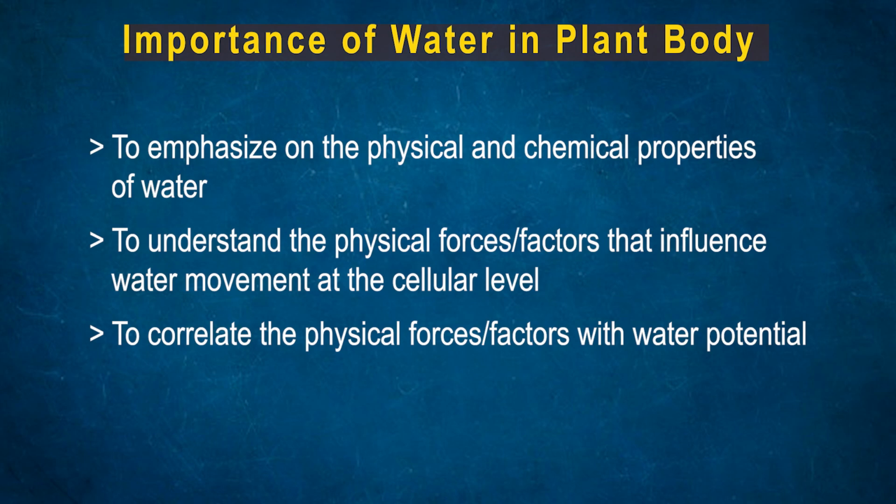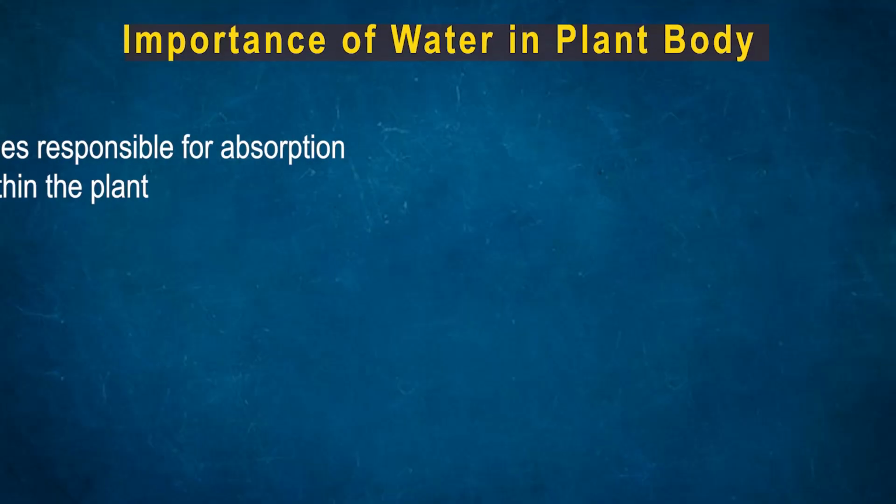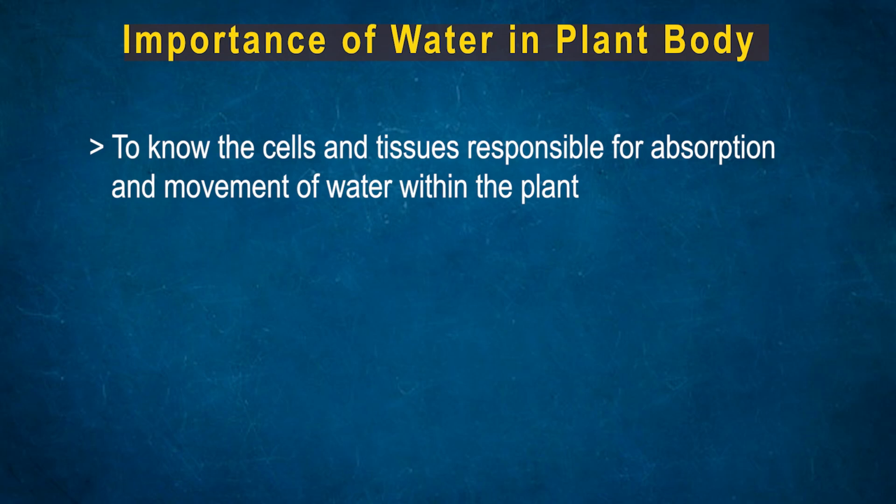Water potential is another very important factor regarding the plant-water relationship. To know about the cells and tissues, how much they are responsible for absorption and the movement of water through the plant or within the plant itself. Next, a very important process in the case of plants, that is transpiration: the transpiration mechanism, significance, the factors affecting transpiration and the measurement processes.